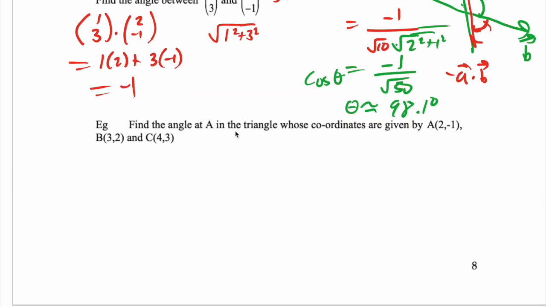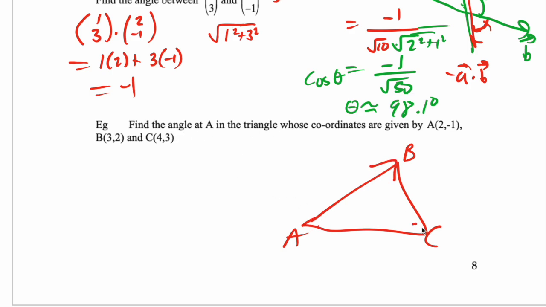Find the angle of the triangle. So this is the same thing, but you can draw the triangle A, B, C. Find this angle. If you want to find this angle, then we need to get these vectors, and the arrows matter, and that'll give us this angle.